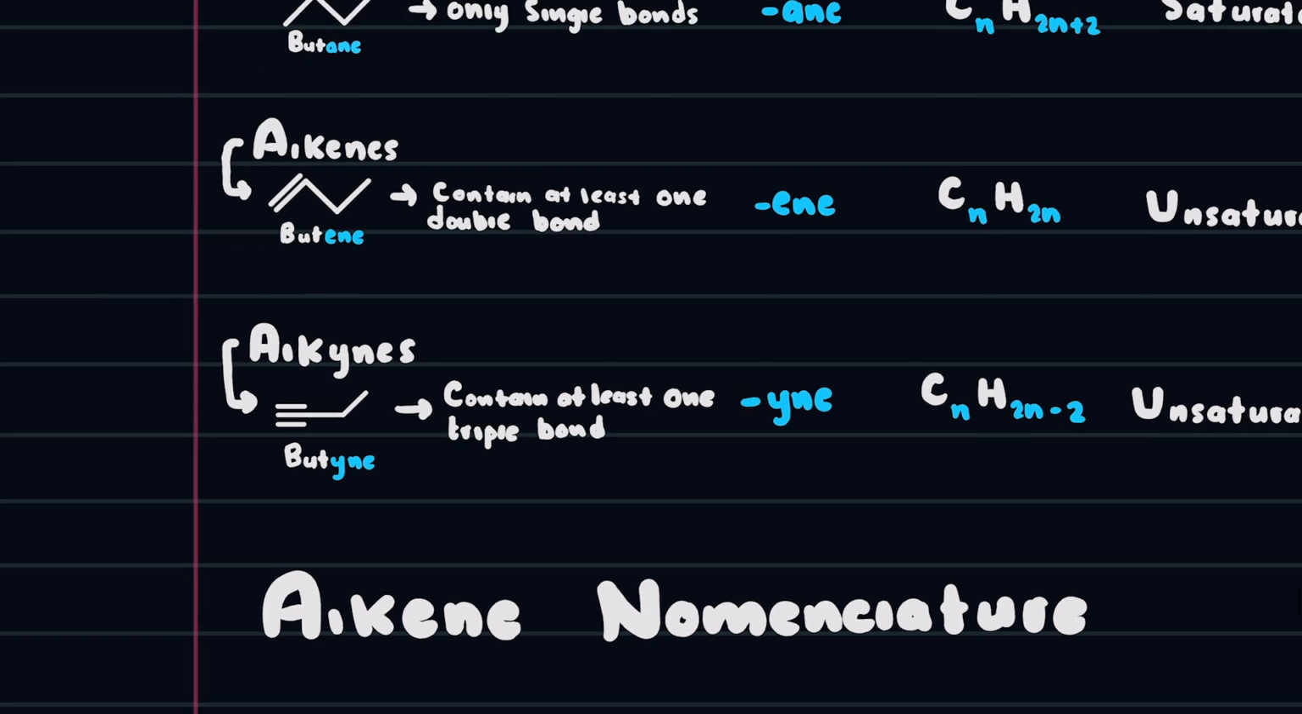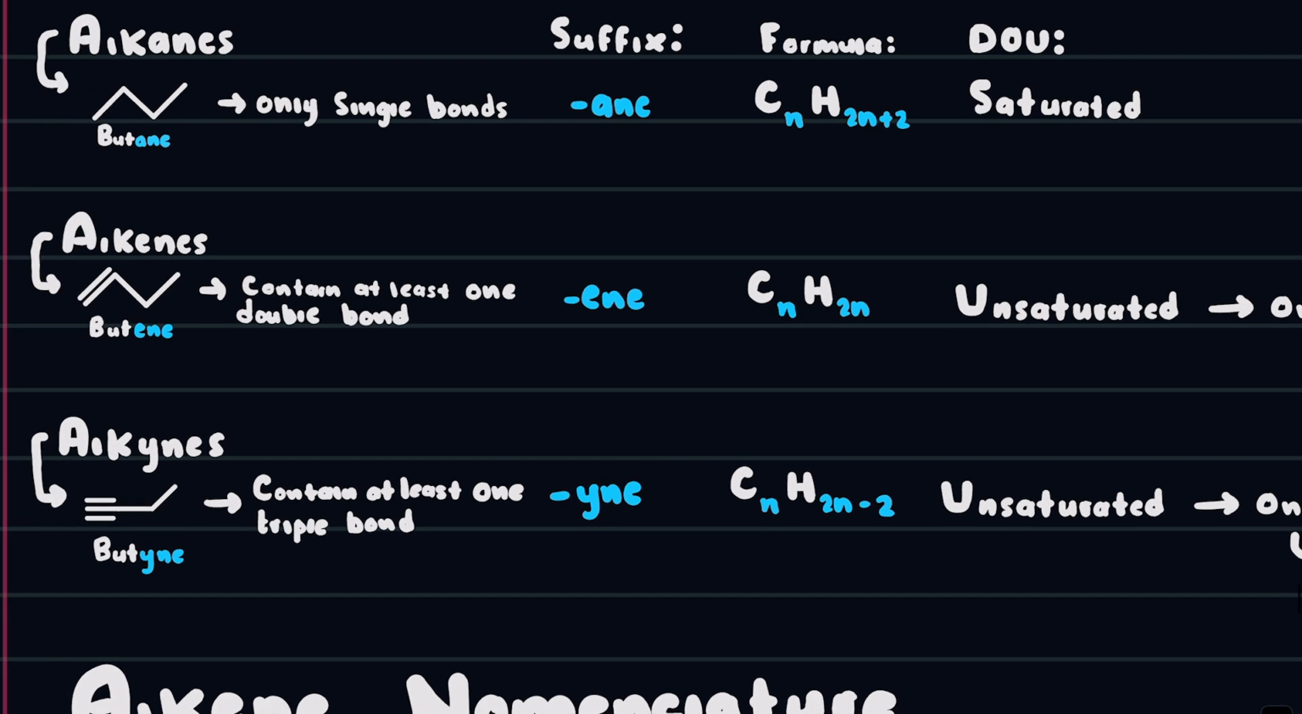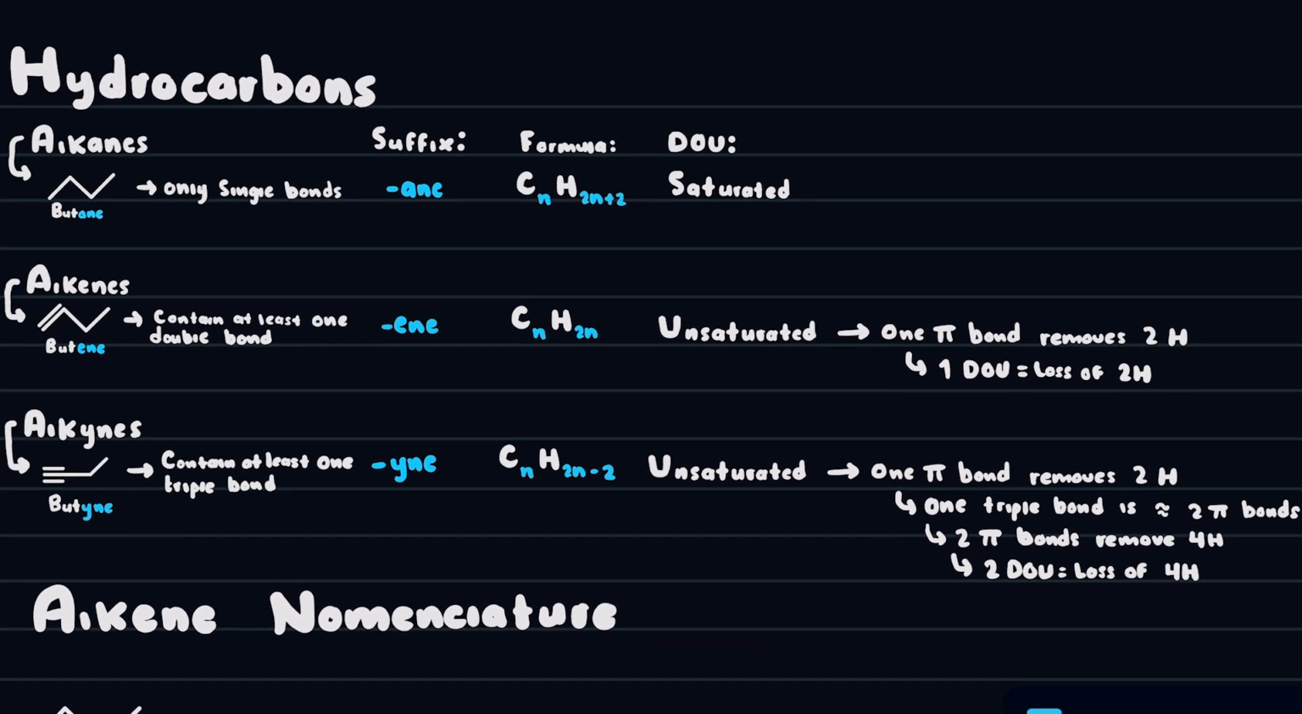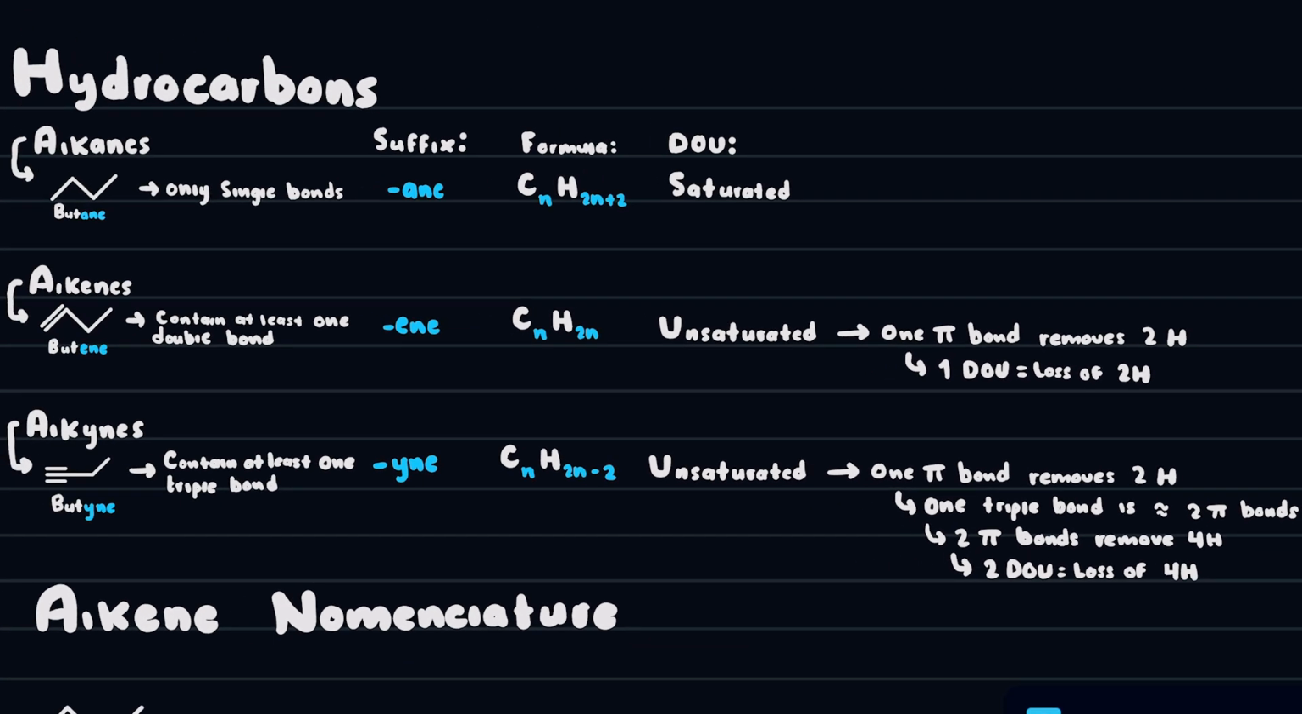So alkynes contain at least 1 triple bond, and their formula is CnH2n-2. We subtract 2 due to the presence of 2 pi bonds. We know each pi bond removes 2 hydrogens. So if we have 2 pi bonds, that will remove 4 hydrogens in total. And we can subtract 4 from the standard alkane formula, and we end up with the alkyne formula.